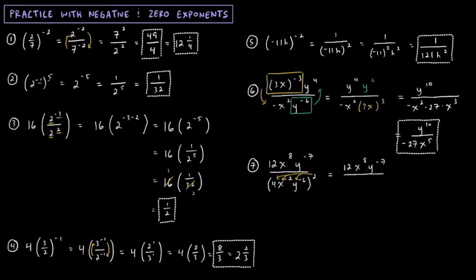So 4 to the 2nd power is going to be 16. And then x to the negative 2nd power to the 2nd power, you just multiply those exponents. So that's negative 2 times positive 2, which is negative 4. And y to the negative 6th to the 2nd power, that's negative 6 times 2. That's going to be y to the negative 12th power.